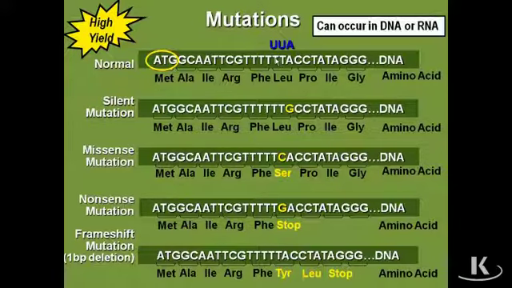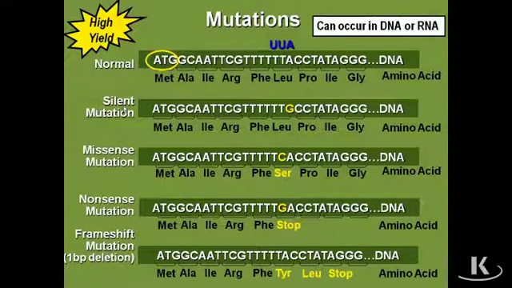Now, if the coding strand of DNA reads TTA, this will correspond to an RNA that at this particular point reads UUA. So for this example, that's going to be our normal codon sequence, UUA. The first mutation we're going to look at is called a silent mutation. In this particular case, the A in the TTA triplet is going to be mutated to a G.